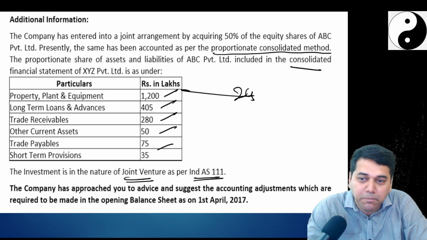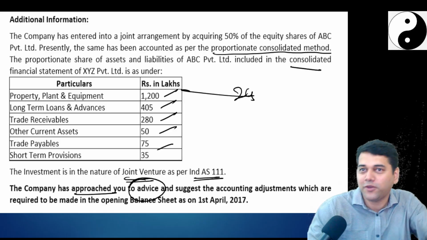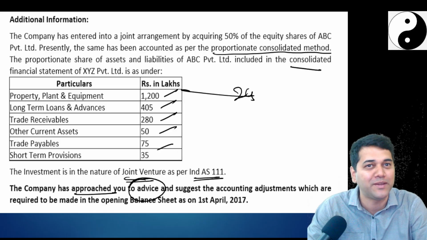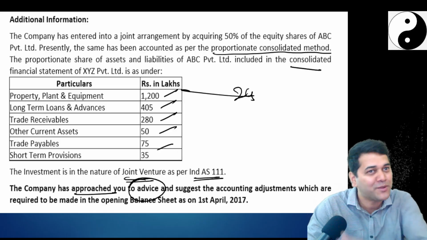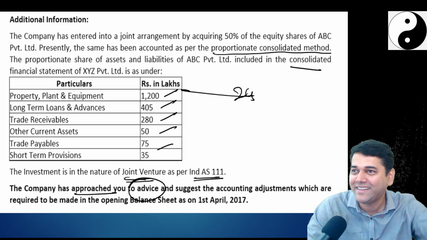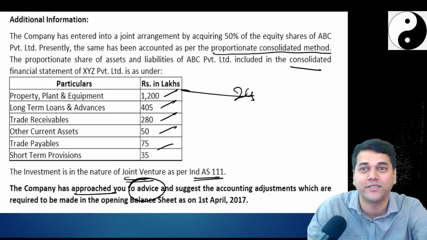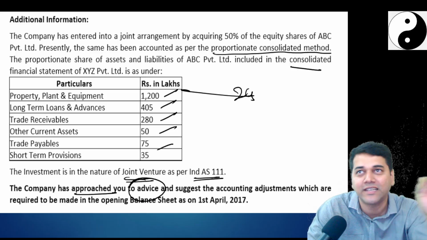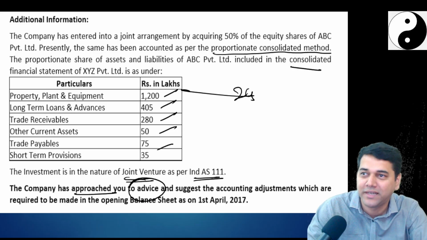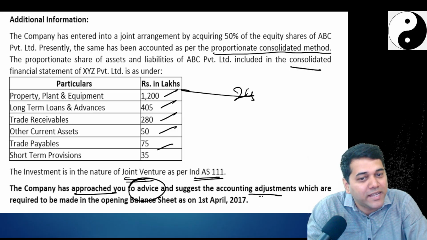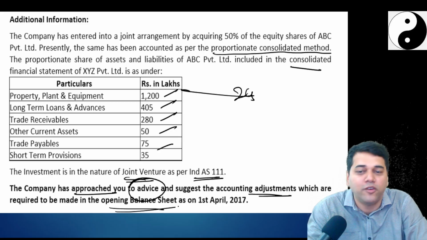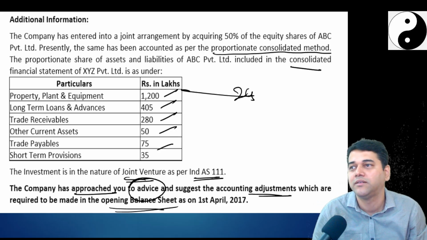Now the company has approached you to advise. So now you are very good at giving advice. Now you can understand very well, because almost you are done. You are at the end. That's why you are able to appreciate these questions, because you get all the connections. What should have been done? Why should it have been done? Suggest the accounting adjustments which are required to be made in the opening balance sheet. Simple. What is the adjustment?